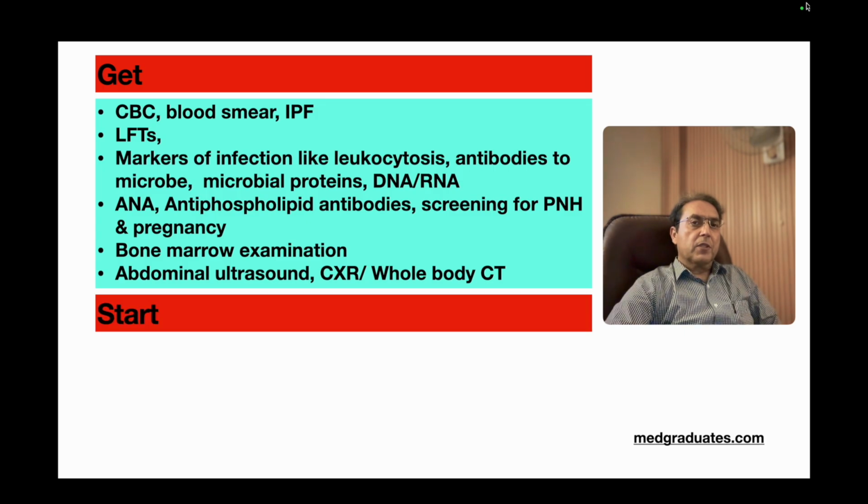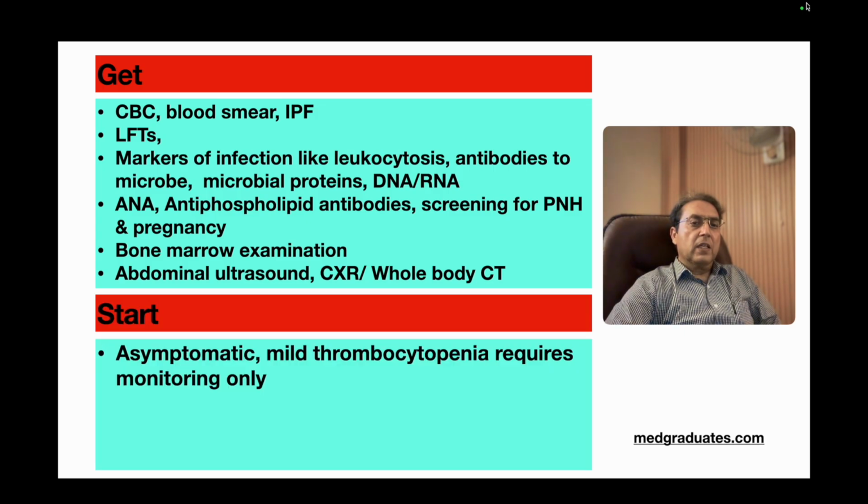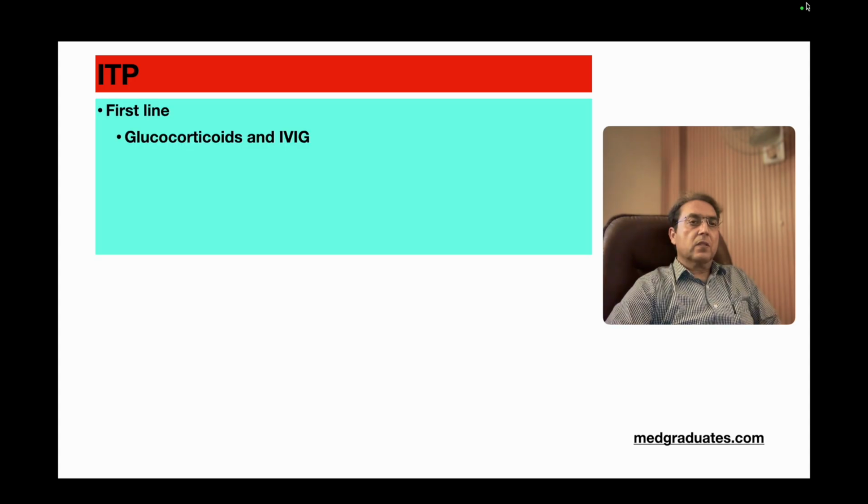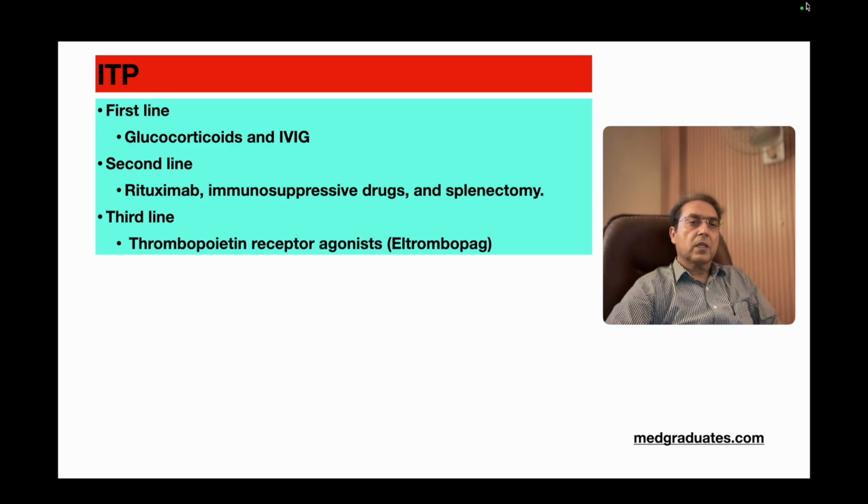When you get a patient with thrombocytopenia, it is usually asymptomatic if the thrombocytopenia is mild and requires only monitoring. HIT, that is heparin-induced thrombocytopenia, thrombotic thrombocytopenic purpura, hemolytic uremic syndrome, drug-induced ITP, pregnancy, and bleeding with severe thrombocytopenia require urgent attention. You may even require platelet transfusion. The first line treatment for ITP is glucocorticoids and IVIG. Second line treatment is rituximab, immunosuppressive drugs, and splenectomy. Third line option is thrombopoietin receptor agonist, for example, eltrombopag.